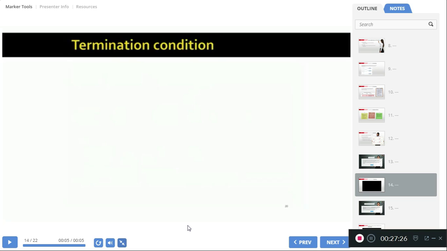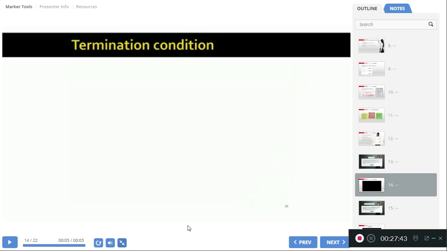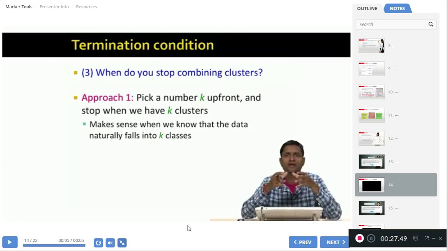So far, we've addressed the first 2 of the 3 key questions of clustering. The first being, how do you represent a cluster? And the second being, how do you determine the distance between clusters? We now turn to point 3, or the termination condition. How do you know when to stop clustering and produce an output? The first approach is to pick a number k up front and stop when we have k clusters. Now, this approach makes sense when we know up front that the data falls naturally into k classes. For example, the data might be about galaxies and quasars, and we know that there are naturally 2 classes, galaxy and quasar, and once we have 2 clusters, we stop.